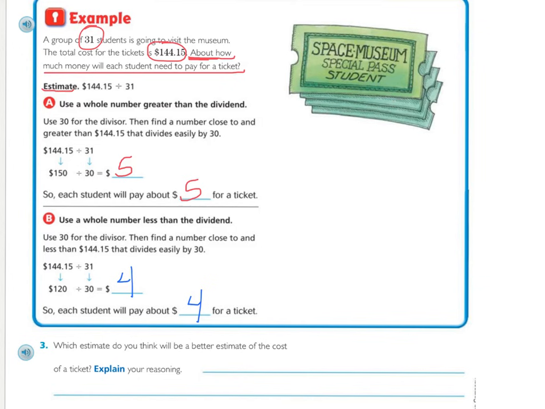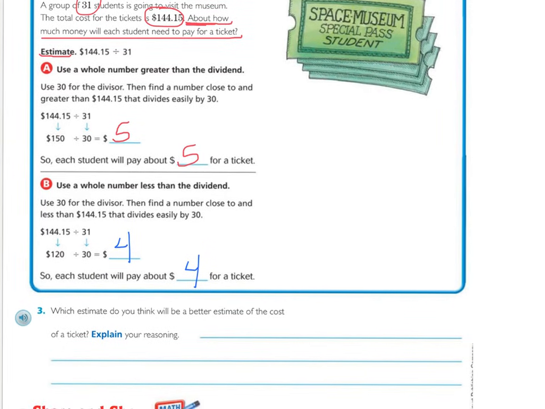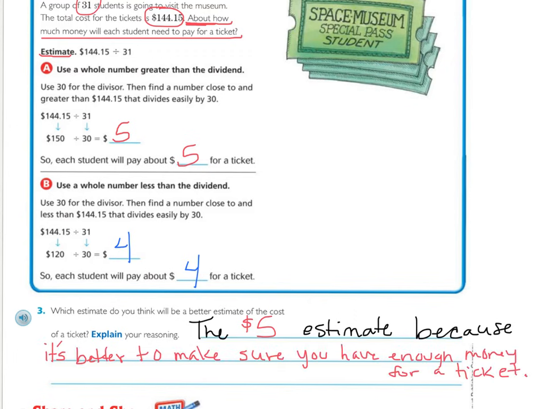Looking at number 3, asking about these questions: which estimate do you think would be a better estimate of the cost of the ticket, and explain your reasoning? The $5 estimate, because when working with money, it's always better to estimate high to make sure that you have enough money. There are a few cases where it's okay to have a lower estimate, but with money, you generally always want to use the higher estimate, just to be safe, in real life as well.